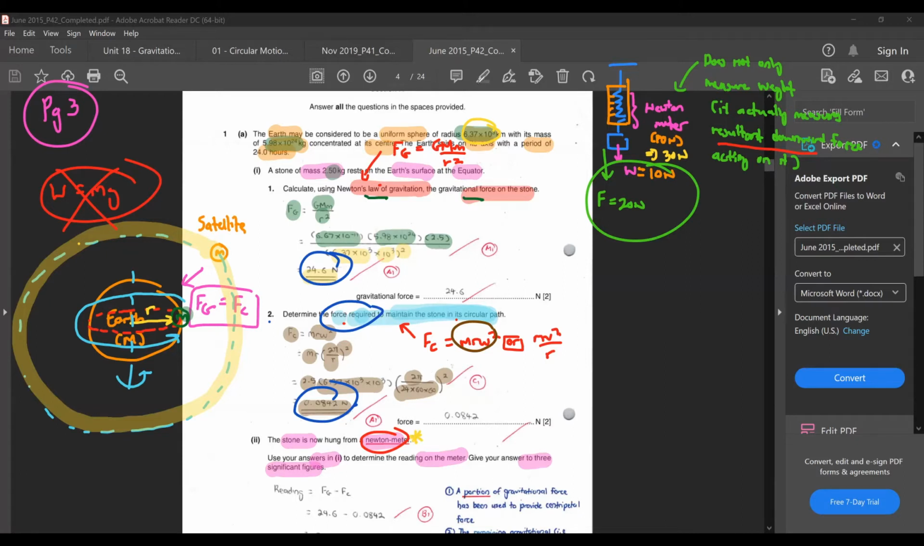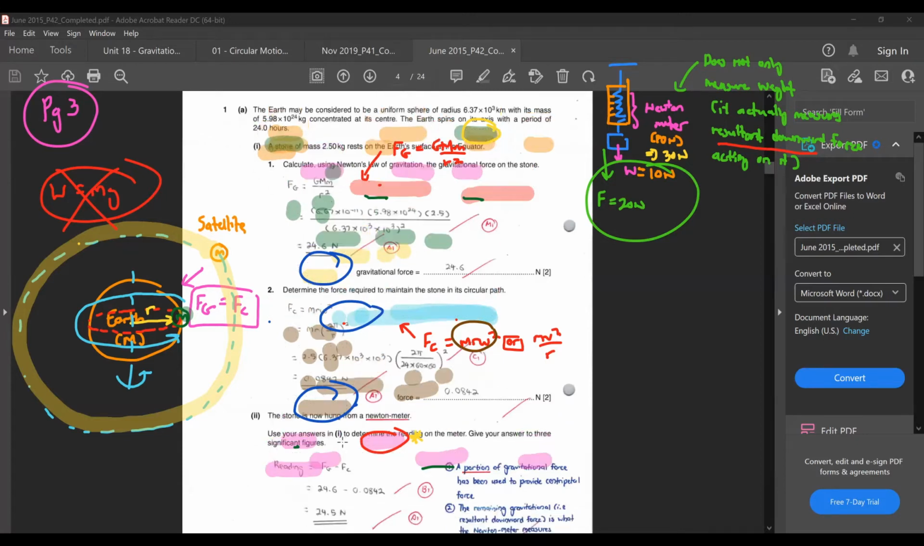Okay, now here they tell you if they go and hang the stone from your Newton meter, what is the reading on the meter now? In other words, they're asking you what is the resultant downward force currently. So give your answers to 3 significant figures.